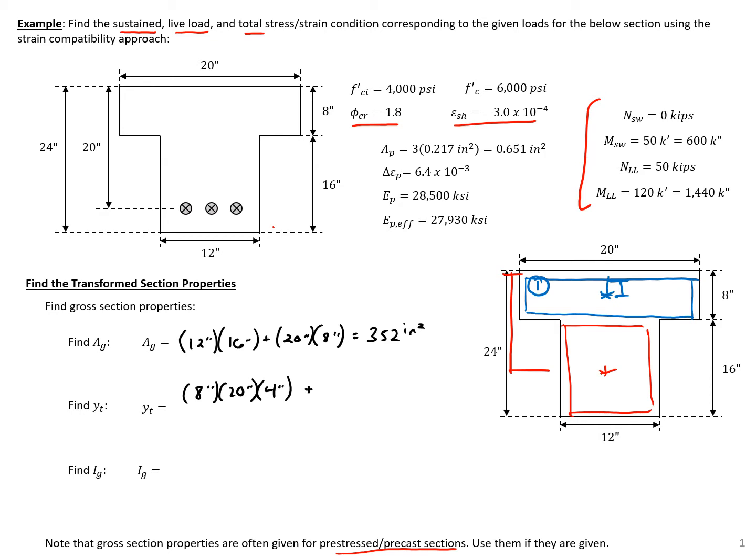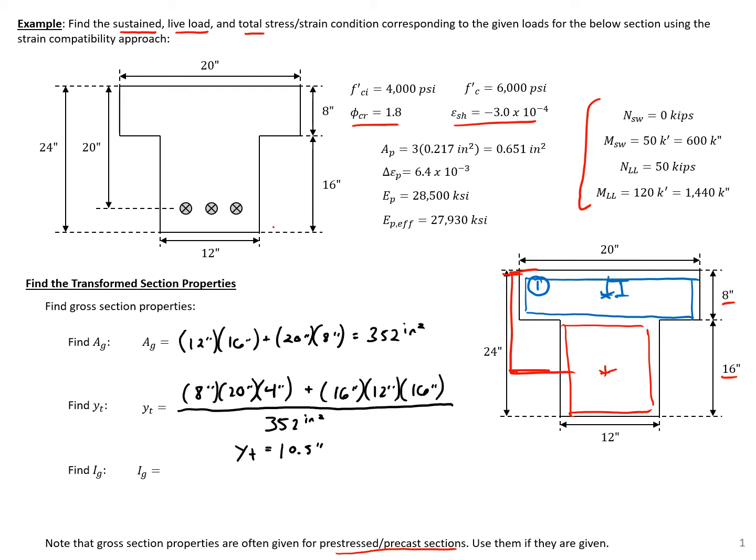And then we add in 16 times 12 times the distance from the top to the centroid of that area. So 8 inches plus half of 16 is going to be 16 inches. And we'll divide by our gross area, 352 square inches. So this will give us a YT equal to 10.5 inches. And that's the distance between the centroid of our section and the top of the section.